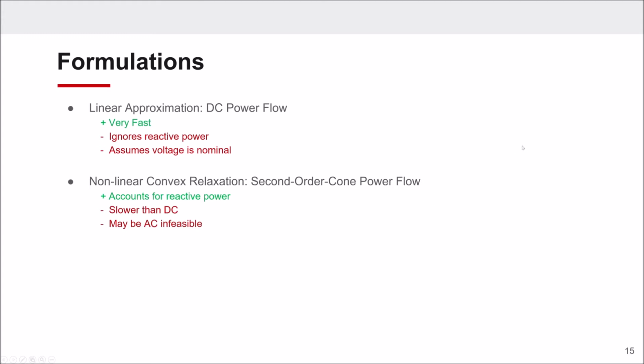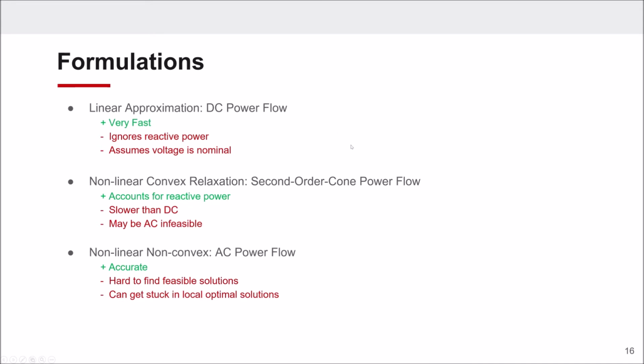We can take a look at nonlinear convex relaxations, like the second order cone representation of the power flow, and this accounts more accurately for reactive power flow, for these voltage changes in the network. It is going to be much slower to solve than that linear DC problem, and it may still be AC infeasible because it is still a relaxation of those problems, but we can find global solutions here.